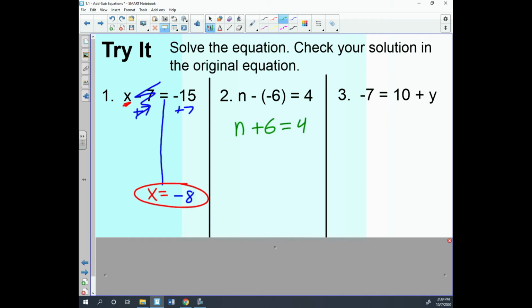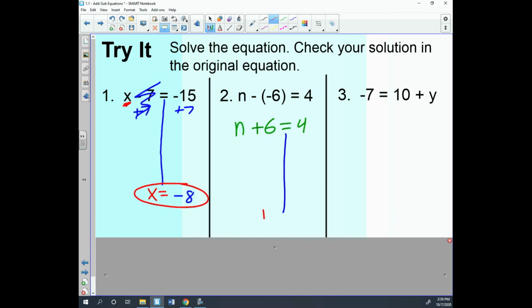Okay? Now what I like to do is instead of rewriting it, I usually just take this minus sign and that minus sign, and I just cover them up with one big plus sign, so it saves me writing down this green step right here. But regardless, that's what it is. I'm going to keep it up just for this demonstration. But we have n plus 6 equals 4, and I'm going to draw my line down to show equality.